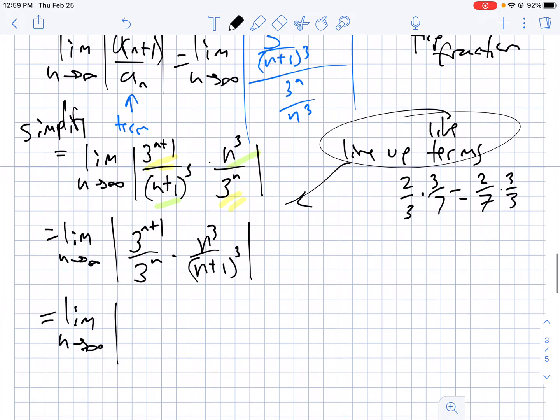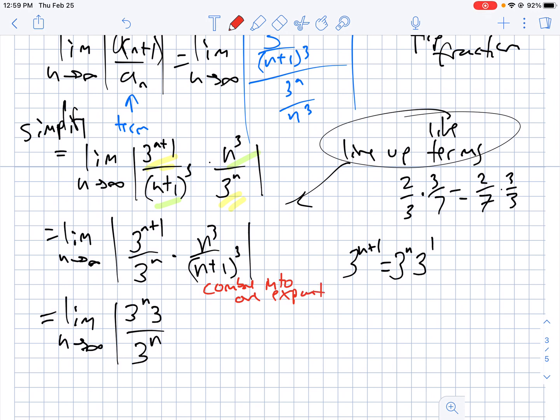The 3 to the n plus 1, we know that's equal to 3 to the n times 3 to the 1. So that becomes 3 to the n times 3 to the 1, or just 3, over 3 to the n. And then one trick that we're going to do is combine these into one exponent. When you have, for example, n cubed over n plus 1 cubed, that's the same as doing n over n plus 1 and just cubing the whole thing. With a fraction, you cube the top, you cube the bottom. So I'm going to turn that into n over n plus 1 cubed.